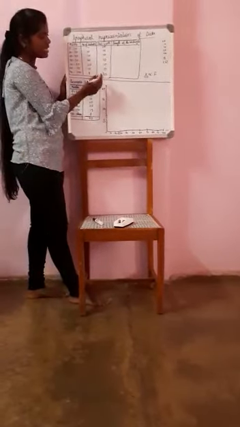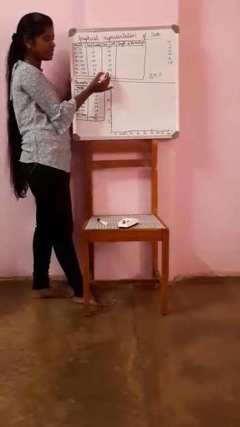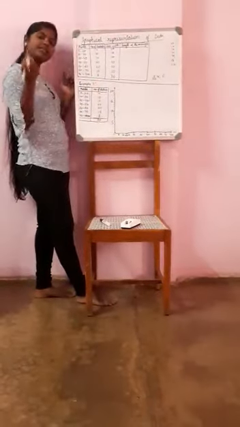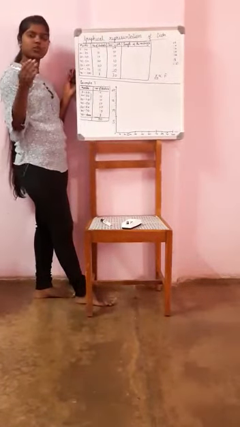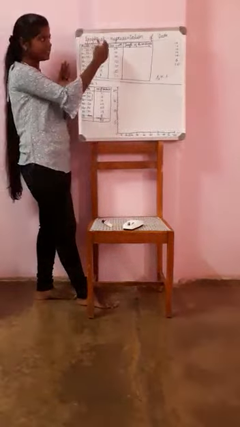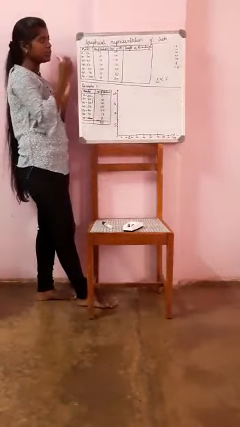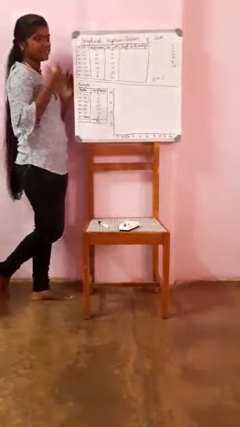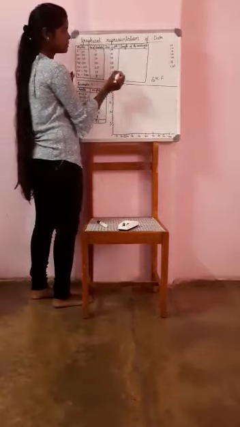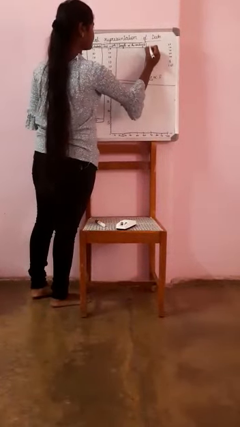Here in this table, the minimum class width is 10. In any other table, it might be 5, 4, 2, or something else. So in a given table, you will consider the class width which is of least value. That is your minimum value. So the minimum value is 10.